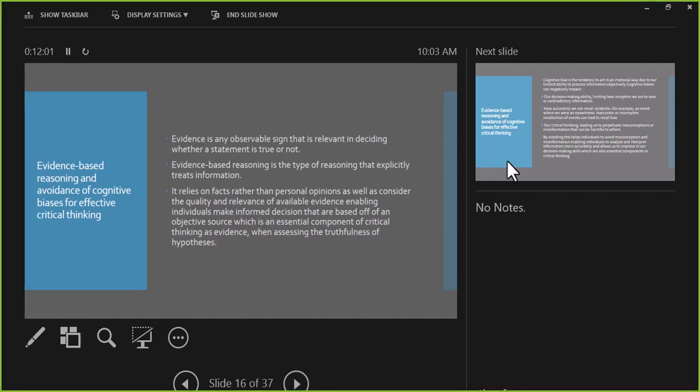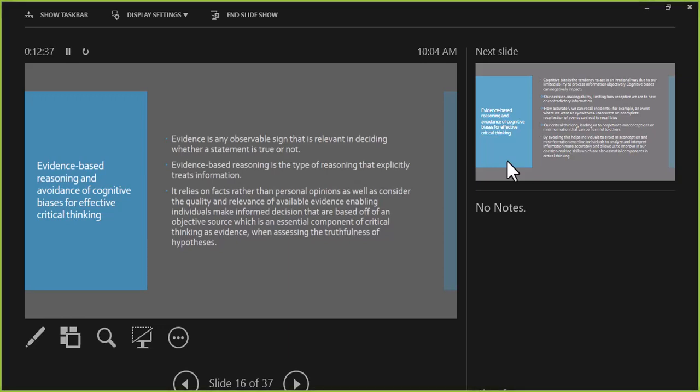Evidence-based reasoning is a type of reasoning that explicitly treats information as evidence in order to see whether an argument is true or false. It relies on facts rather than personal opinions, and also considers the quality and the relevance of the evidence being presented, which is very essential in enabling individuals to make informed decisions based upon objective facts, and is also an essential component of critical thinking when assessing the truthfulness of hypotheses.